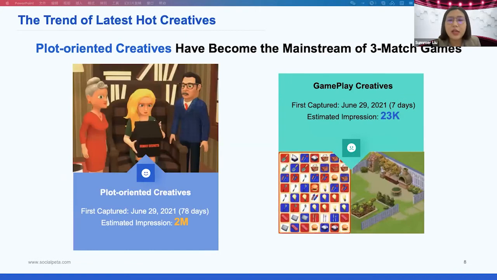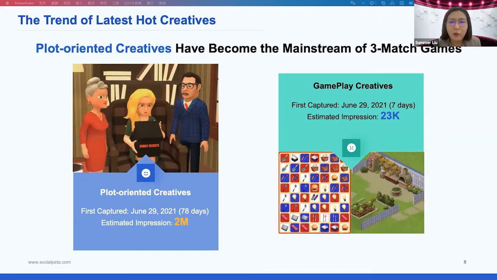You can also see some other trends. What we also find is that plot-oriented creatives have become the mainstream for three-match games. The classical creatives for three-match games used to focus on the demonstration of gameplay, but with the trend that people have already become very familiar with the gameplay and the game content, simply demonstrating gameplay cannot attract new users. So now the trend is that many three-match game advertisers attract players by inserting story plans.